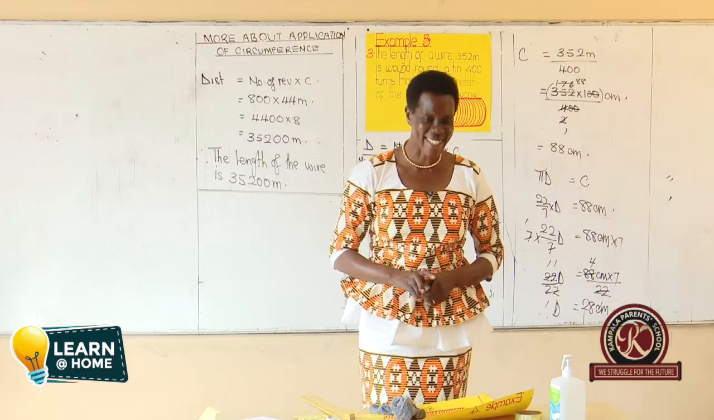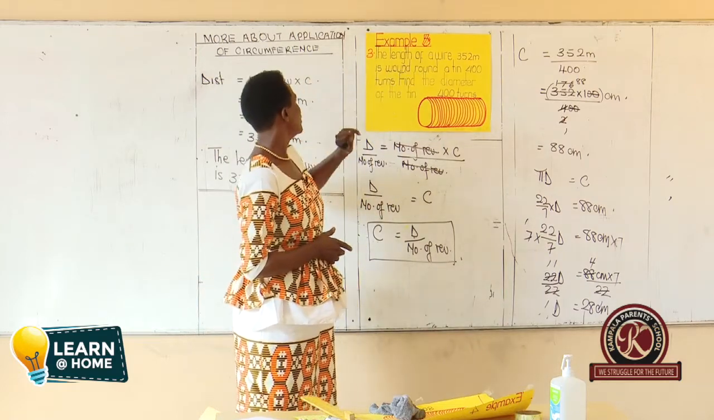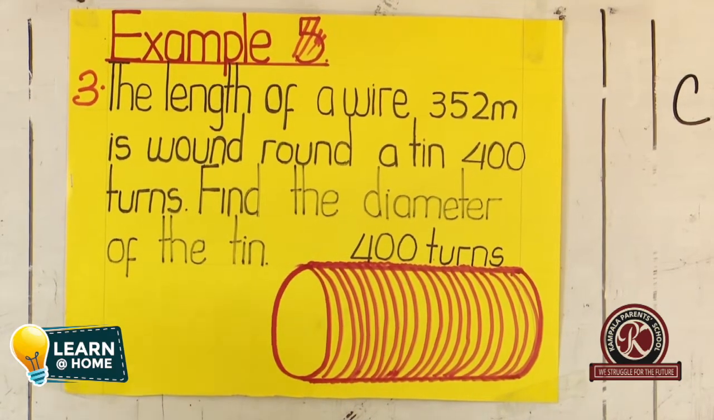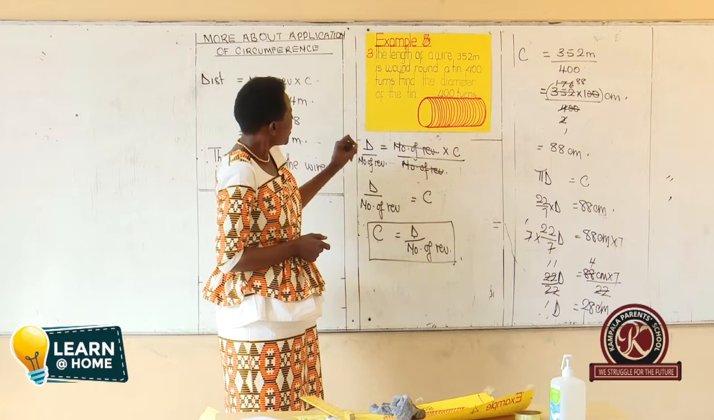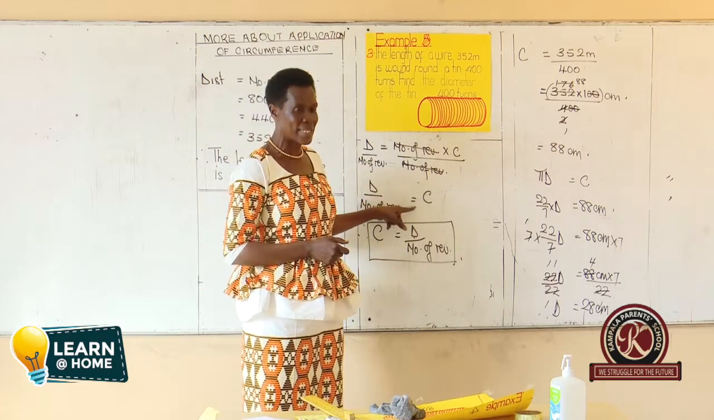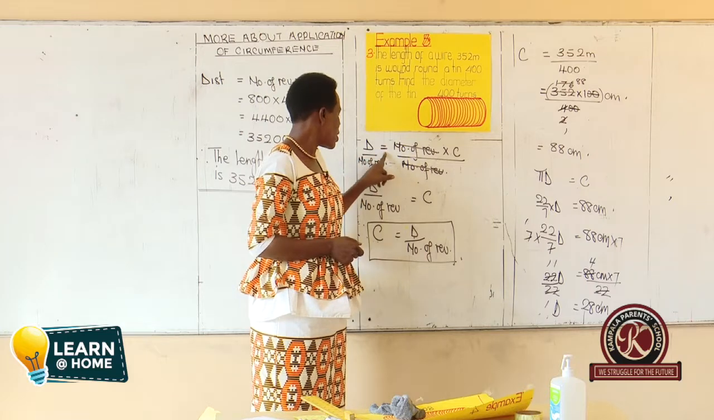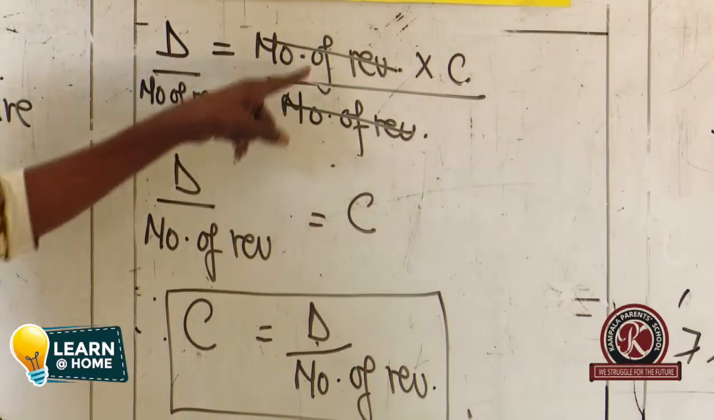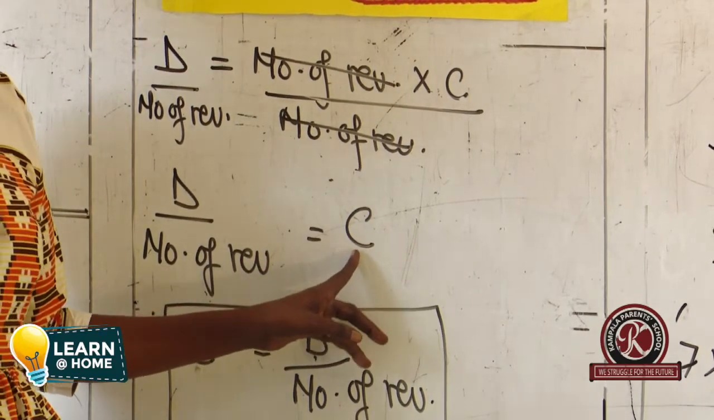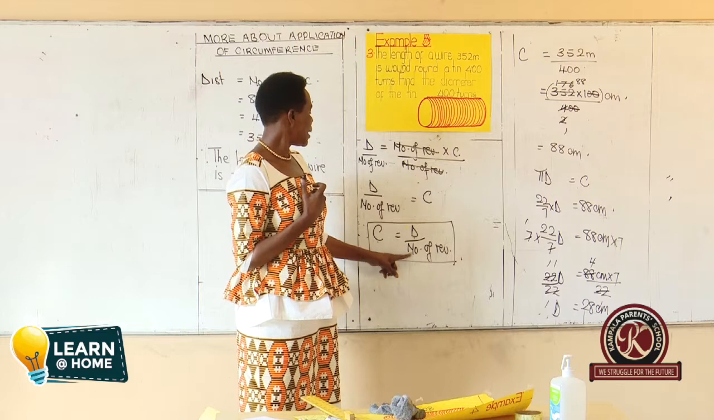Yeah, that is maths. I believe that there are people who are just quiet there. But I want to go through it again. Here they've said the length of the wire, 352 meters, is wound round a tin 400 times. Find the diameter of the tin. We have seen that we cannot get the diameter. Here they have not given us the diameter. We cannot get it until we are able to get the circumference. So I've used this formula: distance equals number of revolutions times the circumference. Have divided both sides by the number of revolutions to leave circumference alone on one side. I'm making circumference to be the subject of the formula. And I've come here to get circumference equals distance divided by number of revolutions.